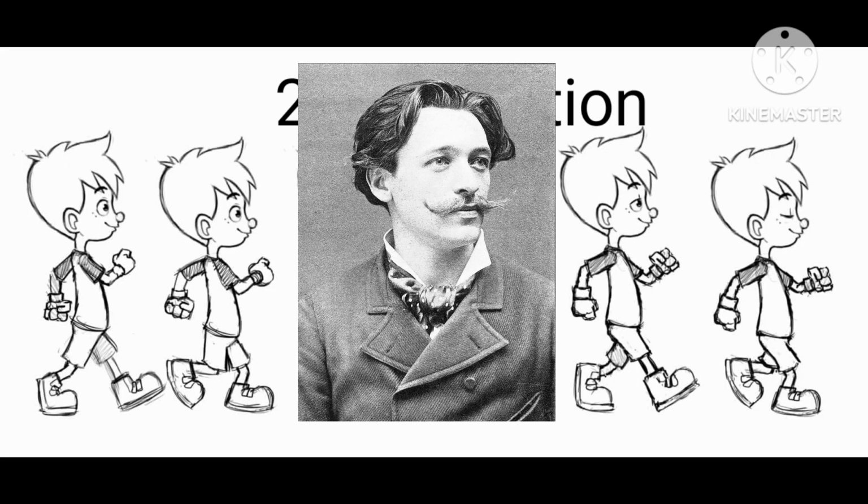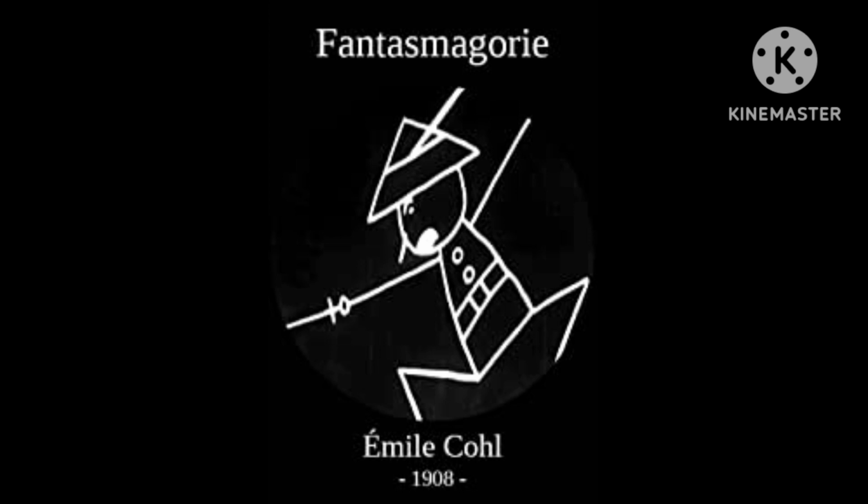Emile Cohl was the first person who introduced 2D animation in 1908 with his first short film Fantasmagorie. It comes in at just under 2 minutes of runtime and is composed of 700 drawings.